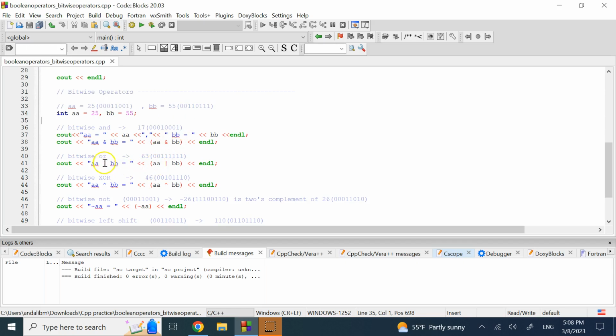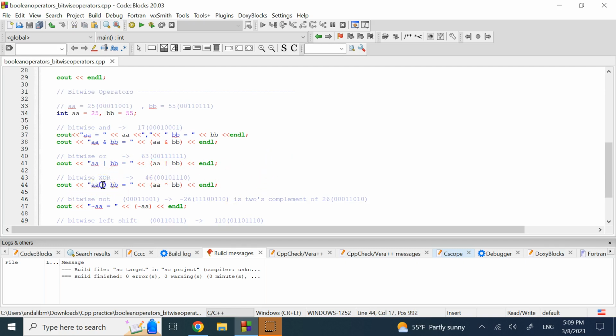Or if you do OR in binary, which is a single line, then you get what again? 1 or 1 is 1. These are 1, so it doesn't matter whatever they are in A, the result is always 1. So you get the first three 1s. The fourth one and the fifth one are 1 in A, so you get them 1. The sixth one is 1 in B, so you get the 1. The 7th and 8th are 0 in both, so you get a 0. So the result is, of course, 63. So 63 is the OR of 25 and 55. Then you have XOR, and XOR is a caret.